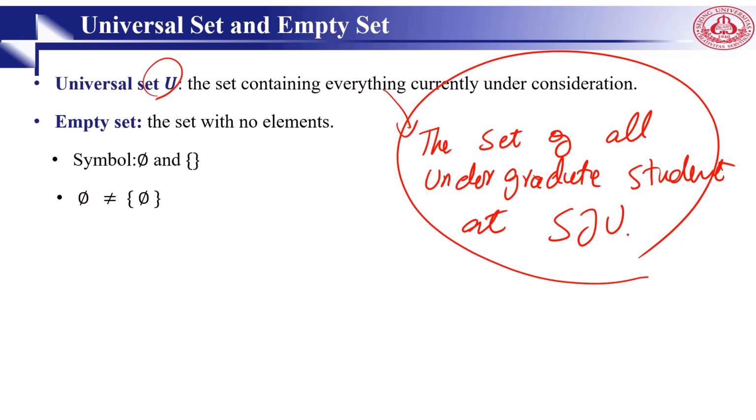Then we have the empty set. A set has no element. We show it by phi or this symbol. You should remember that phi is not equal to this. This is not an empty set. This has one member and the member is phi, right? So these two are not equal. For example, the set of undergraduate students who hold PhD degrees is empty.